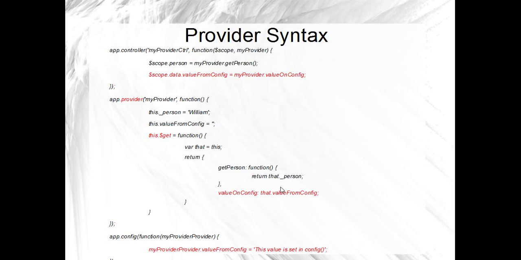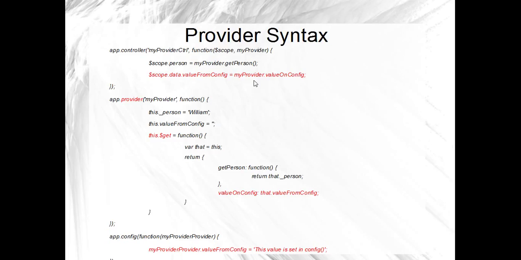And one other key importance here is not the entire section would be available to controller here. So if you notice, there's a highlighted part here which says this.$get. So this is the only section which enables the controller to access. So this is actually returning getPerson and valueOnConfig, and getPerson would be similarly the _person value just like in the other two examples which we saw before. And here valueOnConfig would be the variable which actually points to the valueFromConfig value which is being overridden in app.config section.